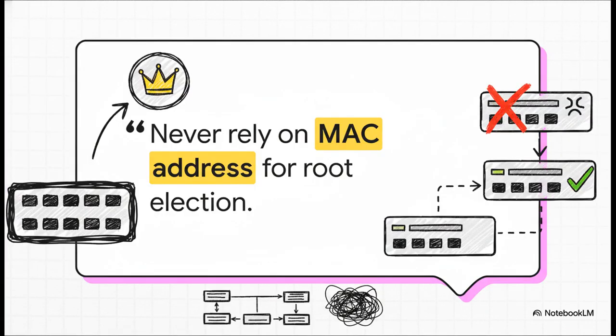And here is the absolute key takeaway, the real CCIE insight. You never, ever rely on a MAC address for your root election. That's just lazy network design. A stable, predictable network is one that you've designed intentionally. You have to tell Spanning Tree exactly who's in charge.